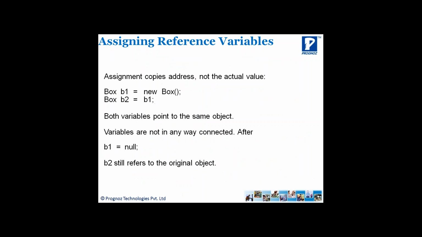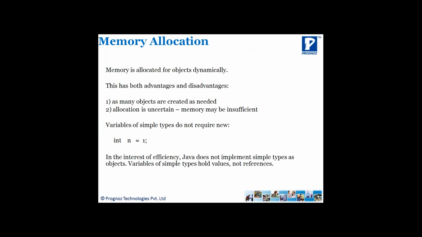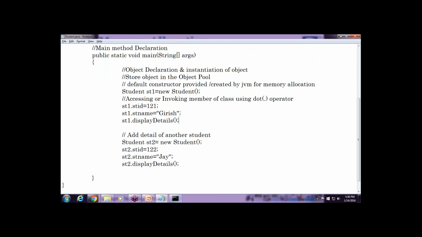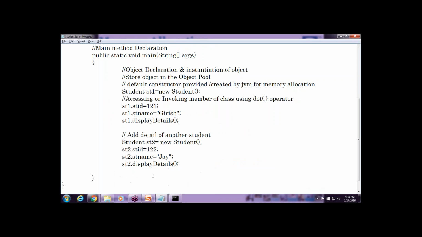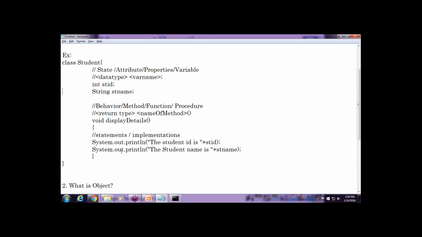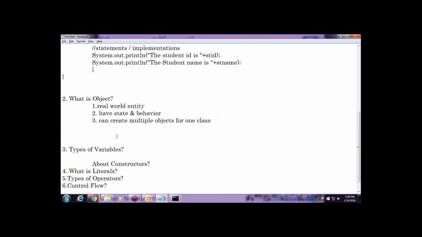Now let us move to another part. This is about your simple class declaration and method declaration. This is how we have to explain the object. Again, you can say an object is a reference variable. Object is a reference variable also.